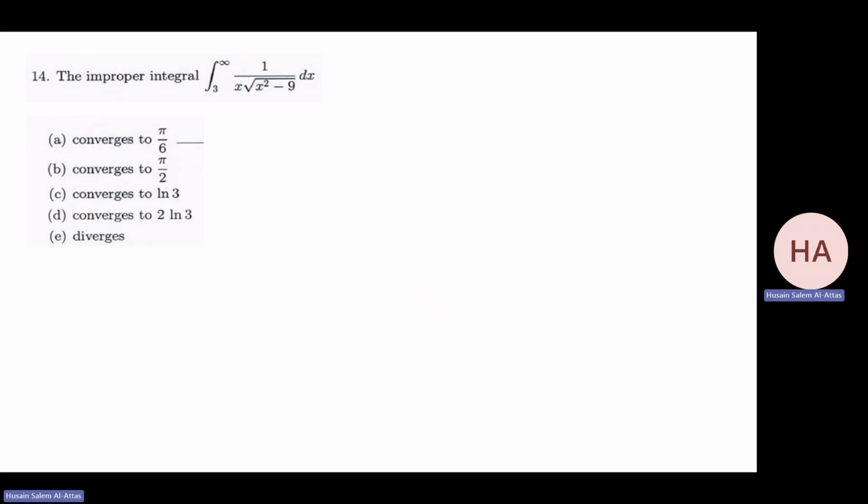This one, 1 over x times the square root of x squared minus 9. How to do this one?